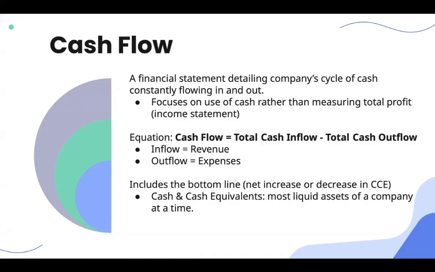At the bottom of the cash flow statement, you'll see a net increase or decrease in the cash and cash equivalents, or CCE. This is a key figure as it shows how much cash the company has gained or lost during the period. Lastly, cash and cash equivalents are the most liquid assets a company holds at any given time. These are the assets that can be quickly converted into cash, making them essential for day-to-day operations and ensuring the company has enough liquidity to cover immediate expenses.